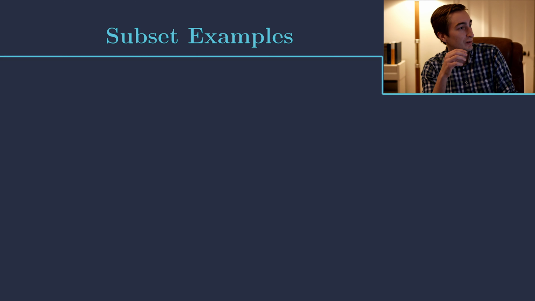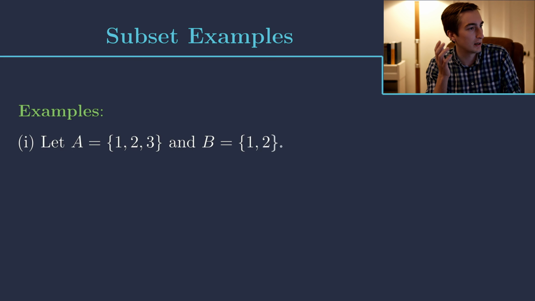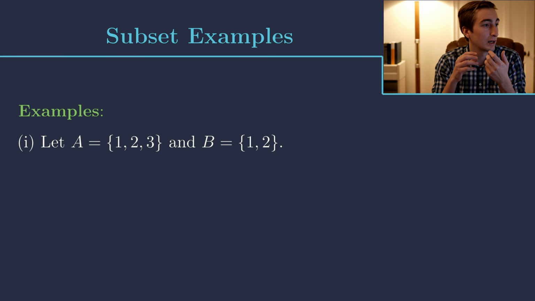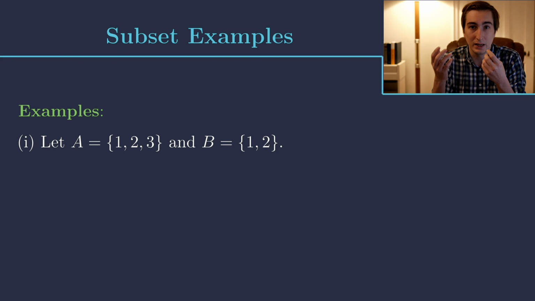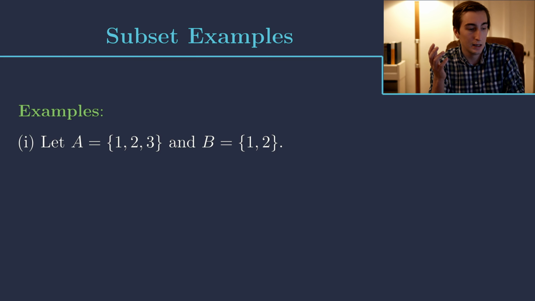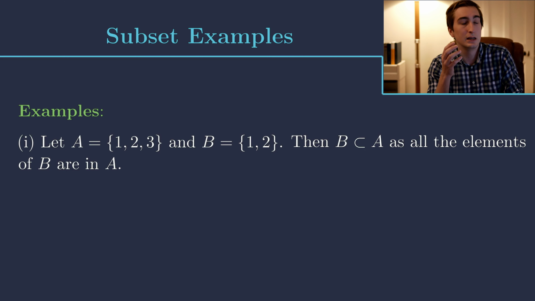Let's look at some examples of things that are subsets. The first one I want to consider is two sets, A and B. A is the set consisting of the elements 1, 2, and 3, and B is the set consisting of the elements 1 and 2. Let's go through all these elements and check which sets they belong to. Clearly the element 1 is both in B and in A, and 2 is also an element of A and B. So we've deduced that all the elements of B are also in A. So B is a subset of A, right? We can write that B is a subset of A, as all the elements of B are in A.